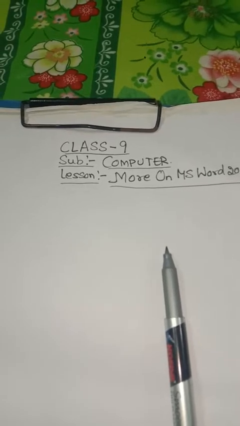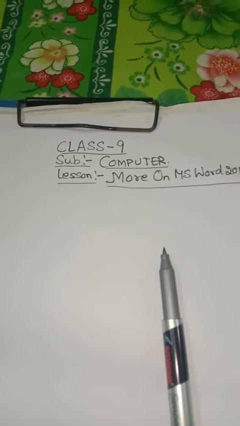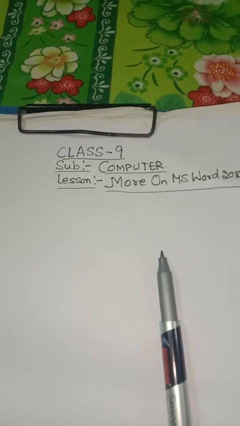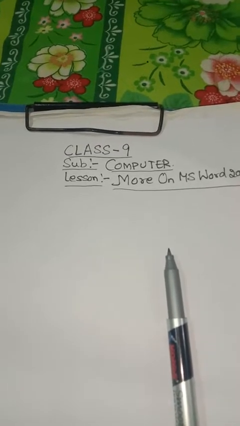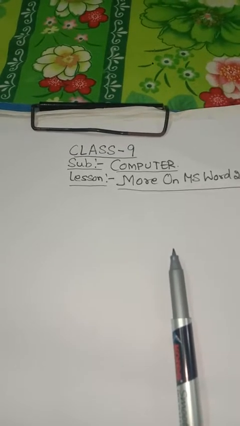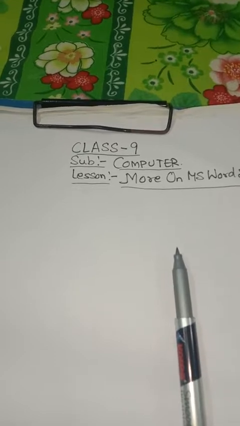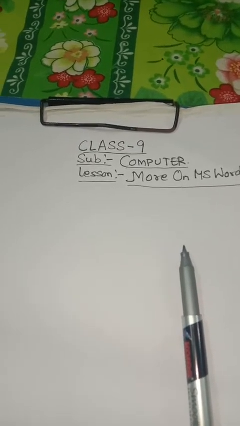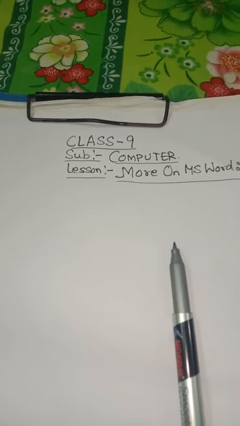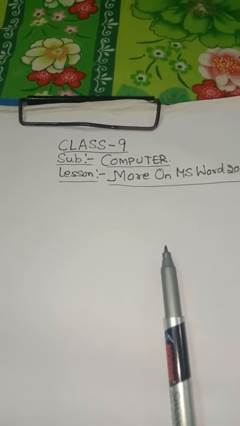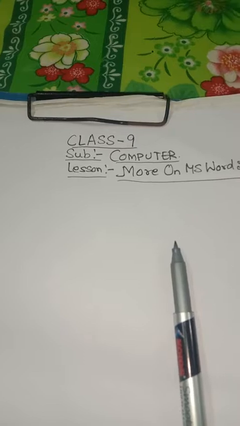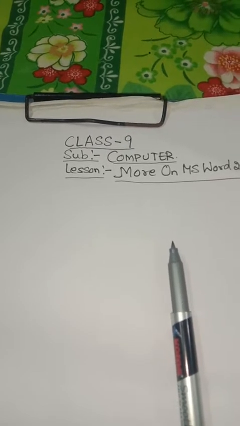Next we have discussed what is auto format, what are the features of auto format, how can we review a document with the help of track changes and comment, what is track changes, how can we use the track changes in our document, what are comments, how can we insert a comment in our document, how can we delete a comment.